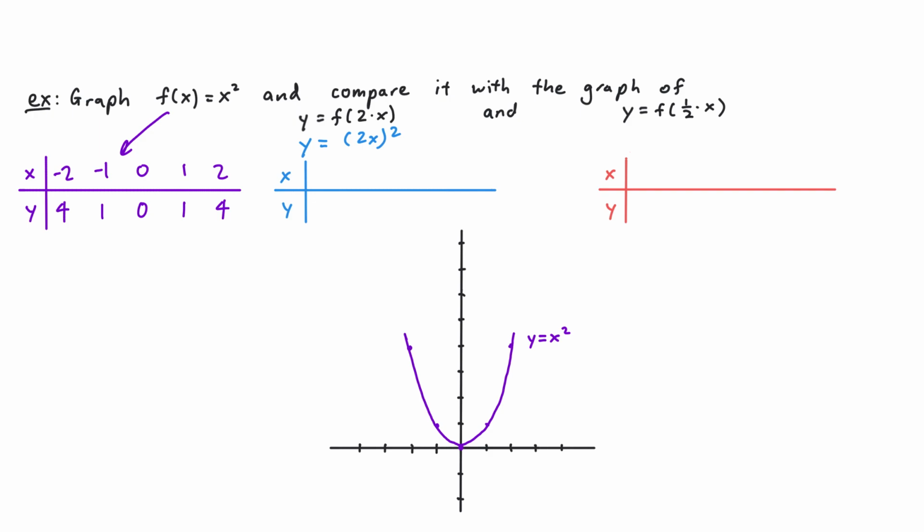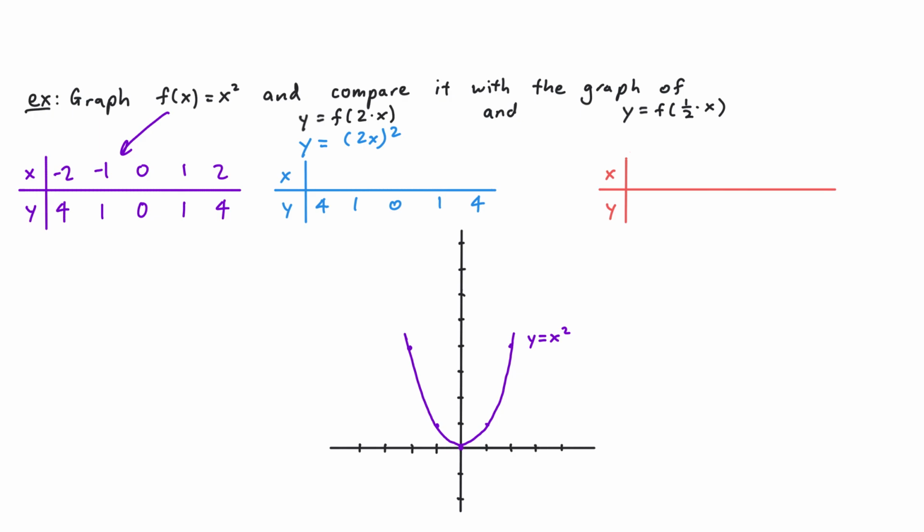Again, since we replaced our input x with the new input 2 times x, we expect that this transformation affects our x values. So if we want to compare this with the original graph, when we make our table of values, let's keep the y values the same. Let's do 4, 1, 0, 1, and 4 for the y values, and we'll try to figure out what x values are needed to get those y values.